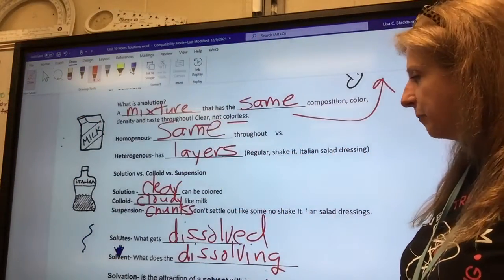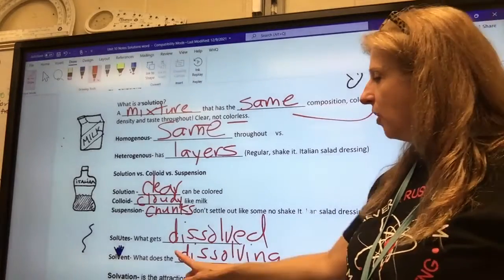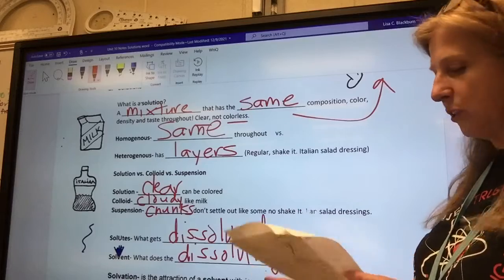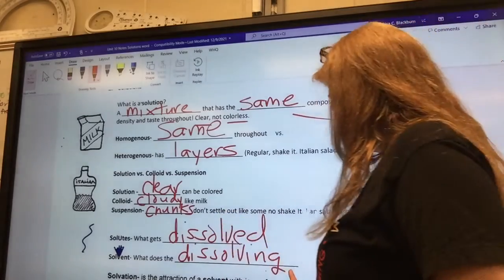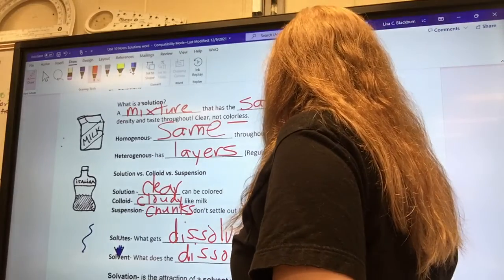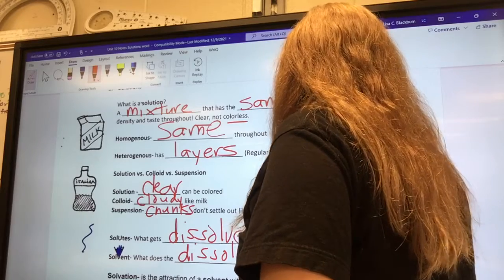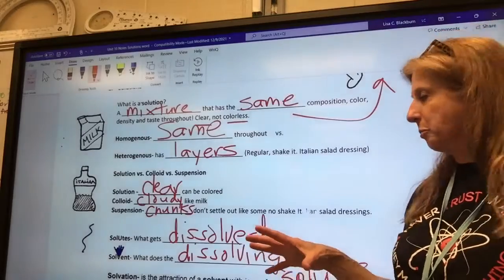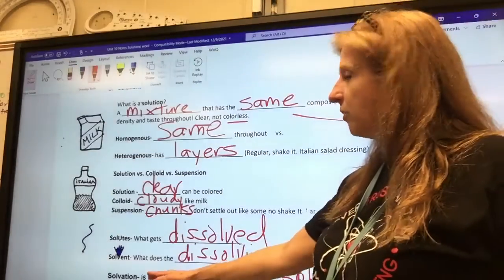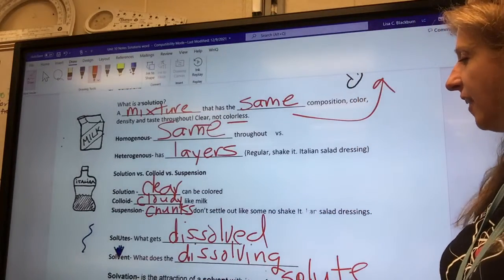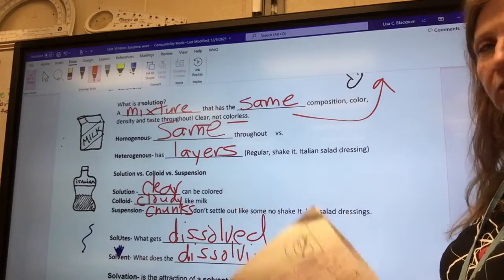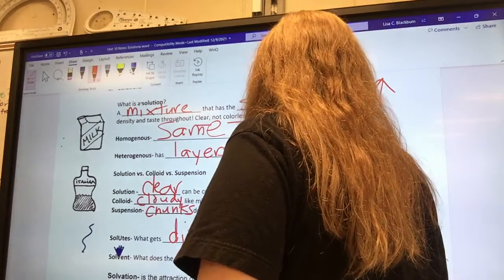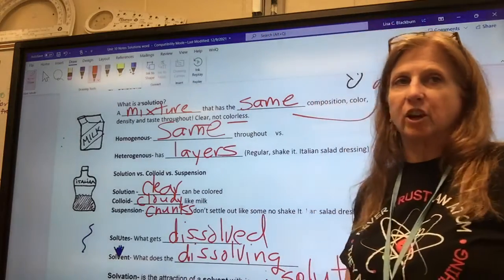Okay, the next word is solvation, and that is the attraction of a solvent with ions of a solute. So the solvent is actually attracted to the solute and pulls it apart. There's another word called disassociation, and that's when the ionic compound just dissolves from each other. They dissolve away from one another. They're no longer attracted so much.